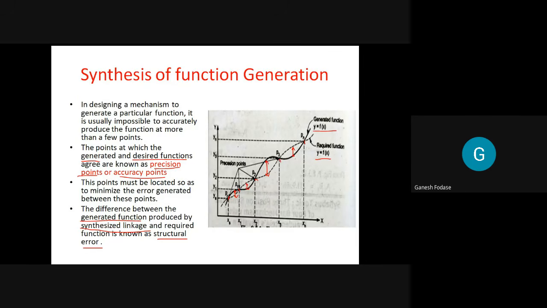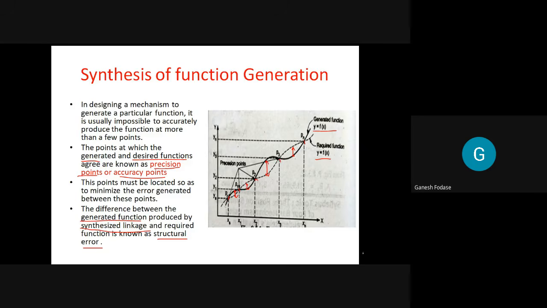I hope you understand the concept of structural error and the definition of precision points. I want to ask you, how much structural error is there at precision points? 0. Good, it means you understand. At a precision point, there is no difference between the required function and the generated function. Both are matching, and hence structural error at these points will be 0. But at some other points, there is structural error, and to minimize that error, it is essential to locate these precision points properly.